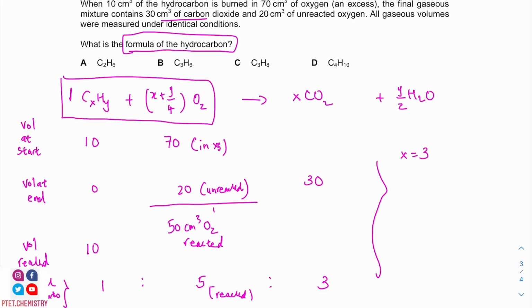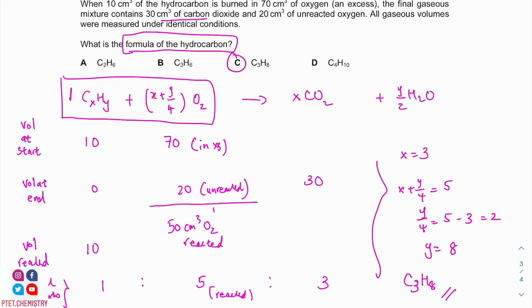So this is like your maths comparing coefficients, yeah? So x plus y over 4 for the oxygen is equal to 5. So y over 4 equal to 5 minus 3, which is 2. Therefore y is equal to 8. So C3H8. That is the one you're looking for.